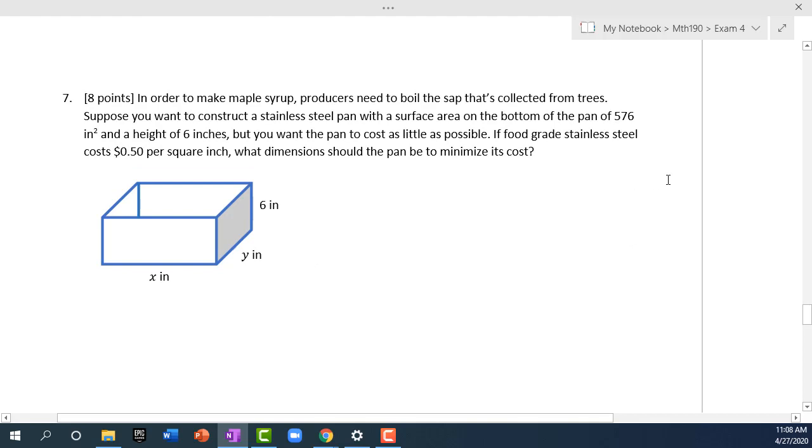So this is actually true that this is how you make maple syrup. I make maple syrup, in fact. We have a little pan that's kind of fun. We tap some trees in our yard. We want to construct a sealant pan.